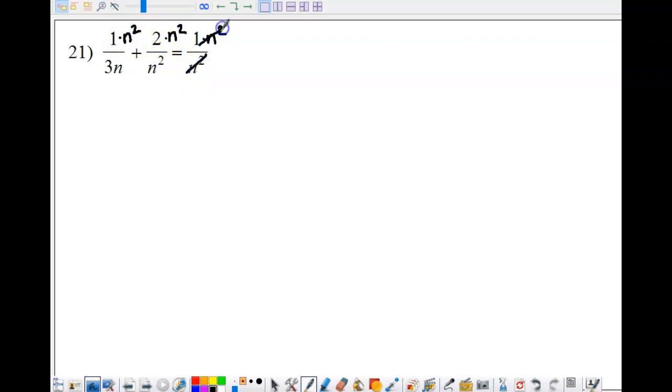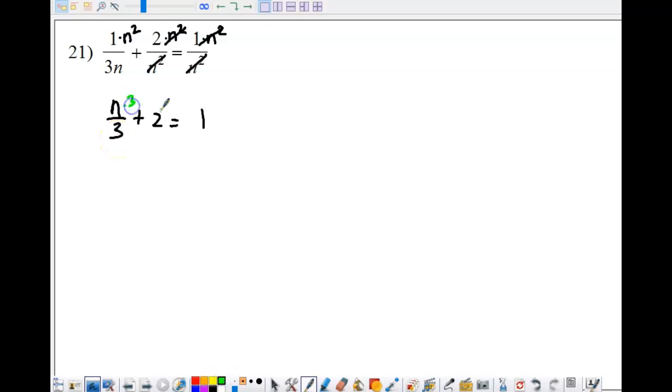So the n squareds here go away, the n squareds here go away, and here n squared over n can reduce. So I'm left with n over 3 here plus 2 equals 1. And then we just repeat that process to get rid of that final denominator there, which is the 3.